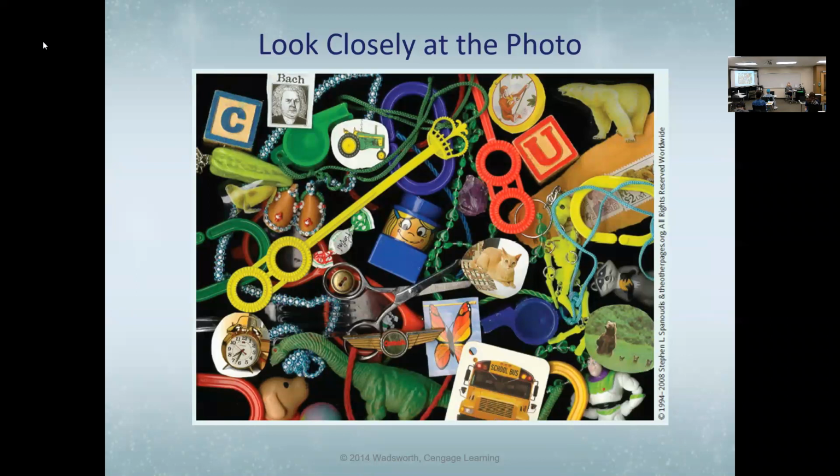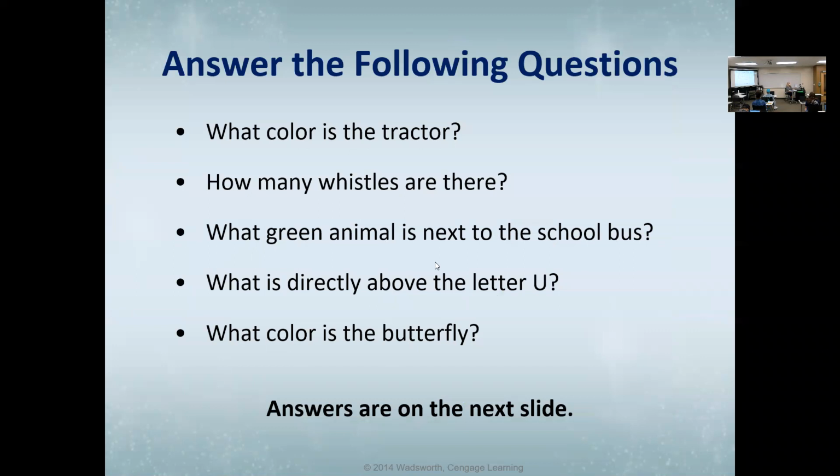Has anybody ever done these before, by the way? Yeah, they're kind of like I Spies. This is my grandson's favorite. Does anybody remember the color of the tractor? Green. Wow. How many whistles? Okay, you're going to say one. What green animal was next to the school bus? Maybe. A bear. What was above the letter U? What color is the butterfly? Orange.